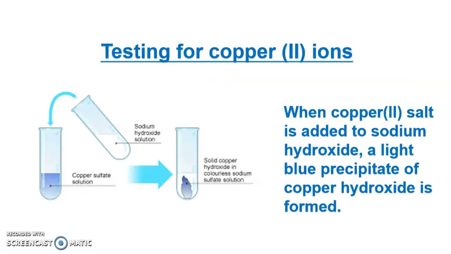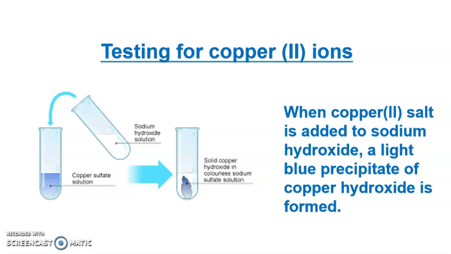Now let us start with testing for copper 2 ions. When copper 2 salt is added to sodium hydroxide solution, a light blue precipitate of copper hydroxide is formed. When adding the alkali, add it slowly at first, one drop at a time. If it is added too quickly, it is easy to miss a precipitate that redissolves in excess.